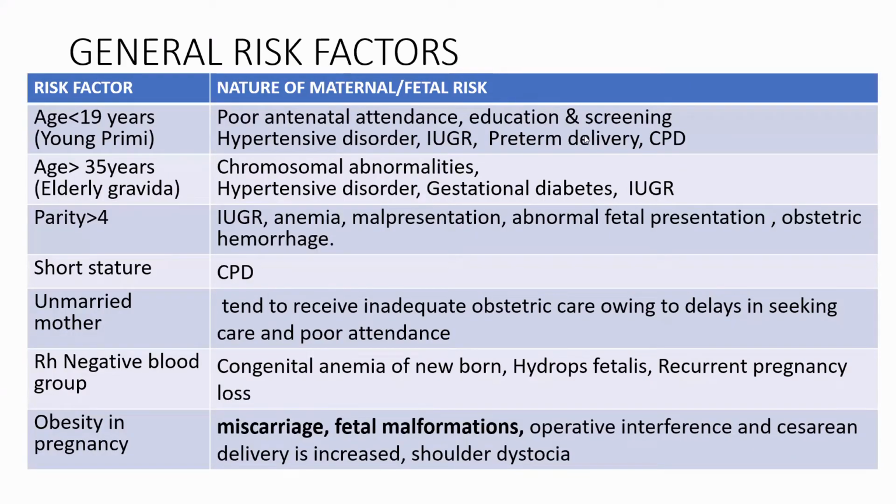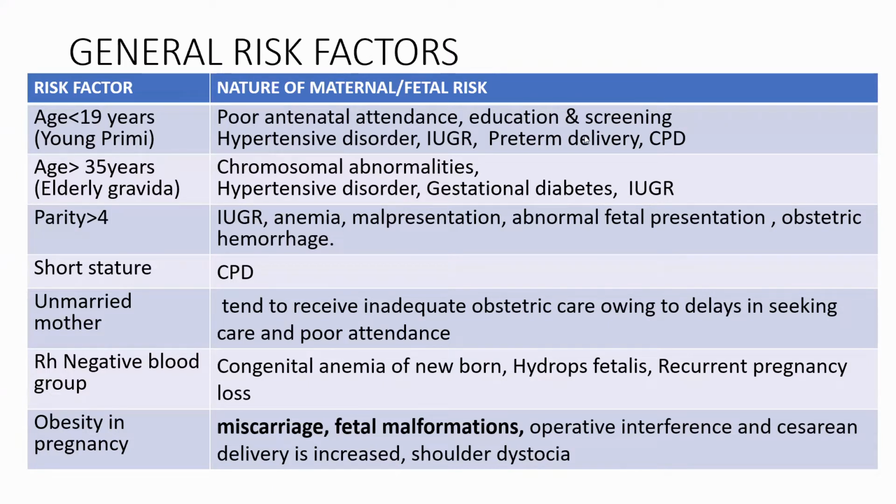Okay, so let's discuss, starting from the general. Why the young primi, less than 19 years, why do we consider it as a high risk? Because of the poor antenatal attendance. Usually teenage pregnant patients have poor antenatal attendance. And they are sometimes not at the maturity level while we counsel, which is also a concern. So there could be problems during the education as well as screening for hypertensive disorder.